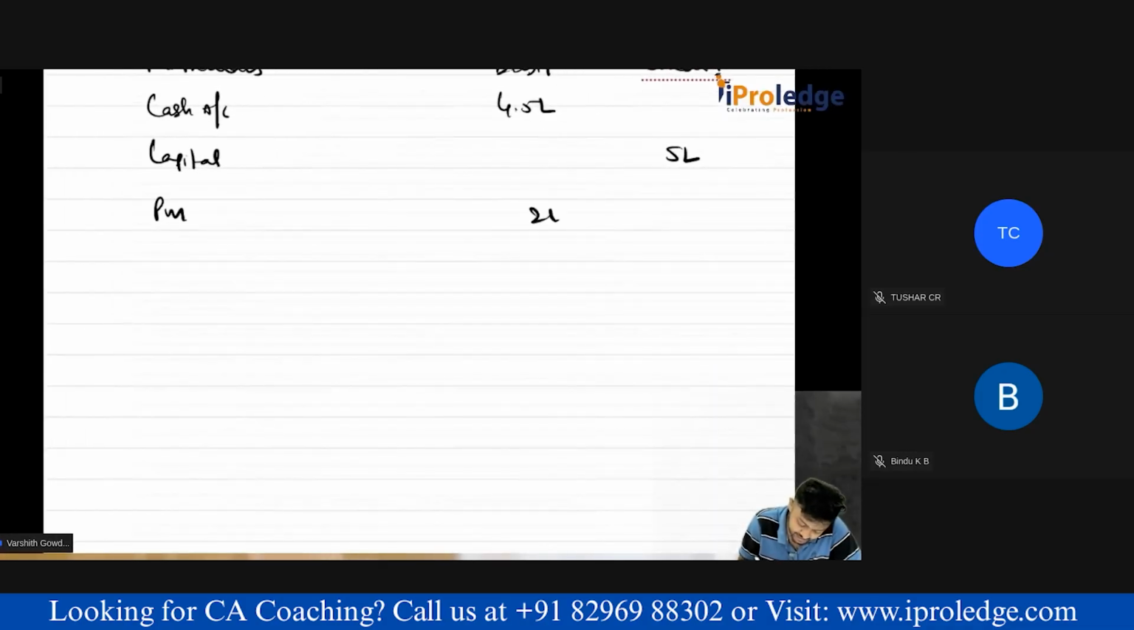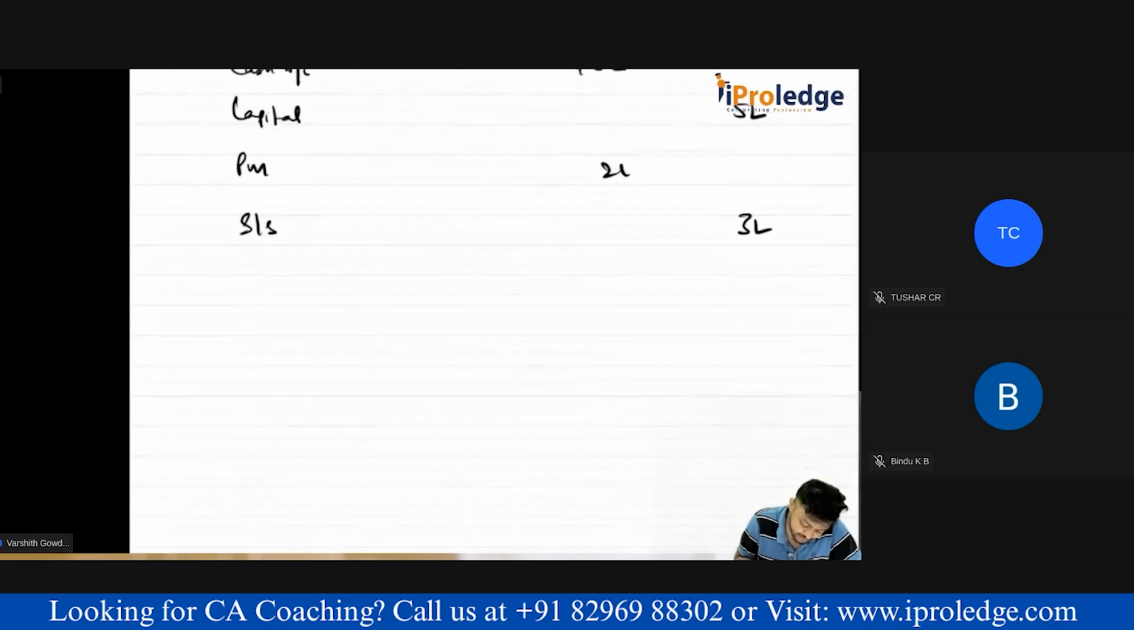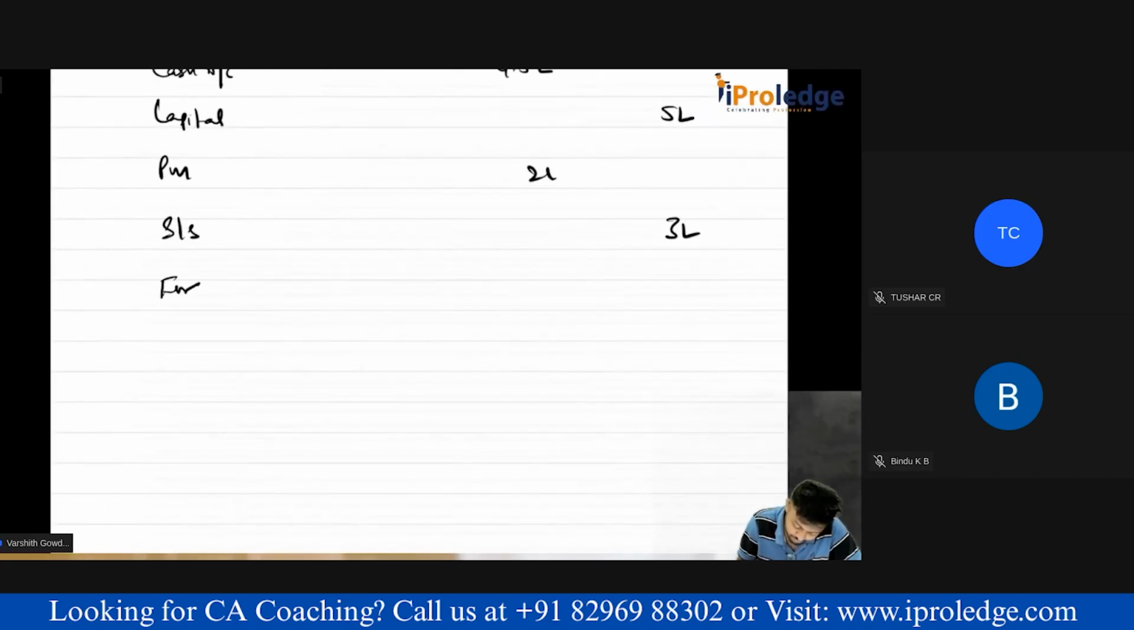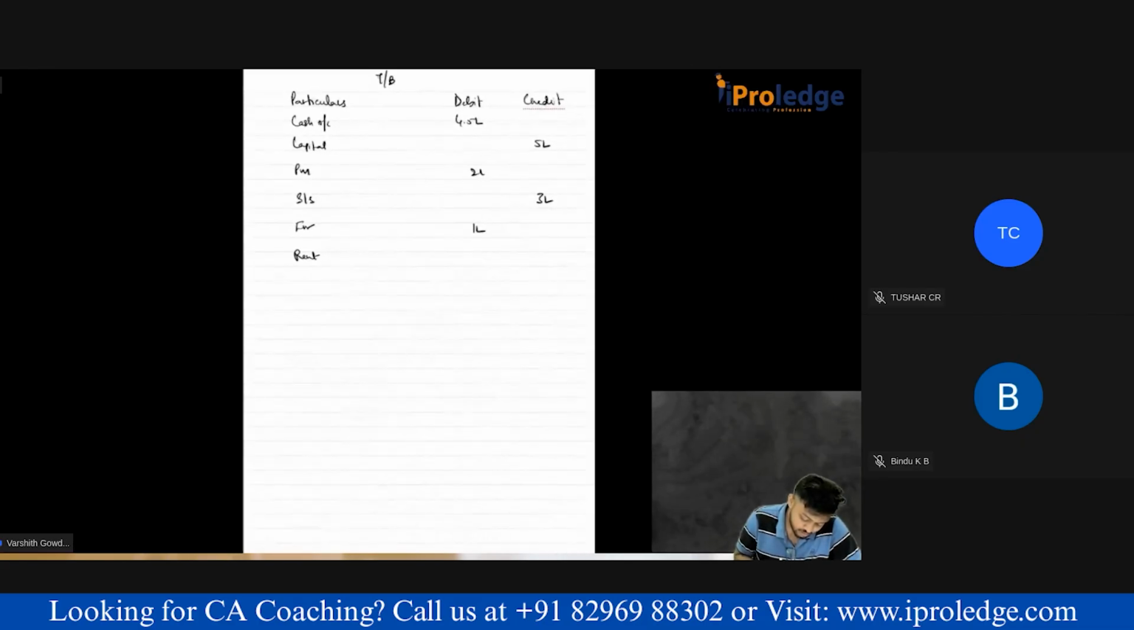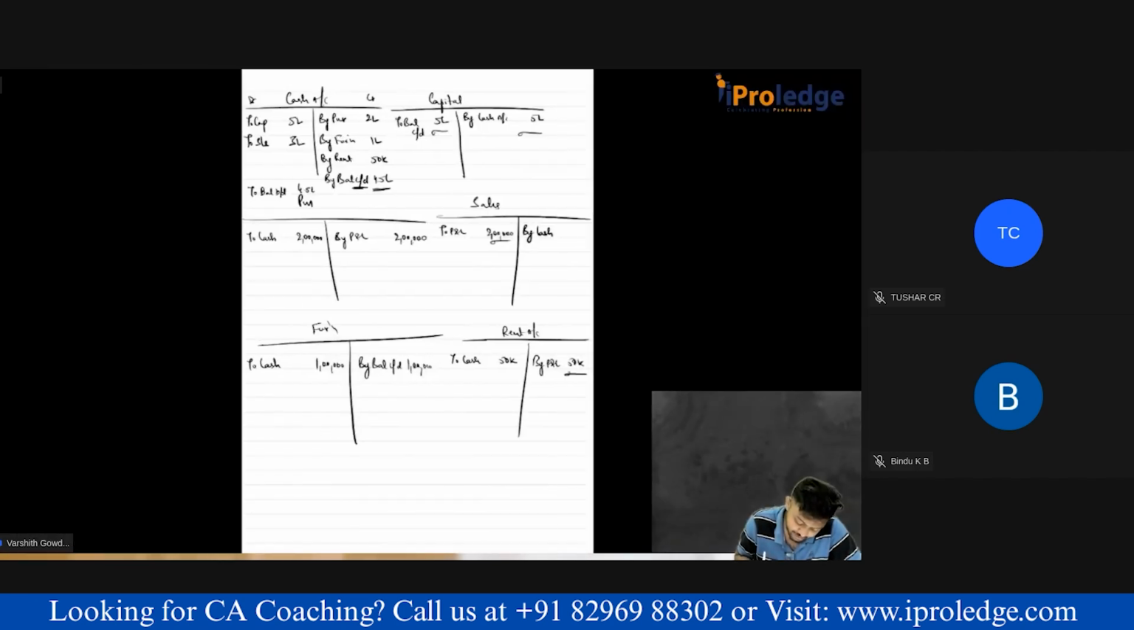Then sales. Credit. It has a credit balance of 3 lakhs. Then furniture. Furniture is an asset. Debit. How much? 1 lakh. Then we have rent. Debit. Rent is an expense, it will come on the debit side. So it is 50. Anything else that we have left?